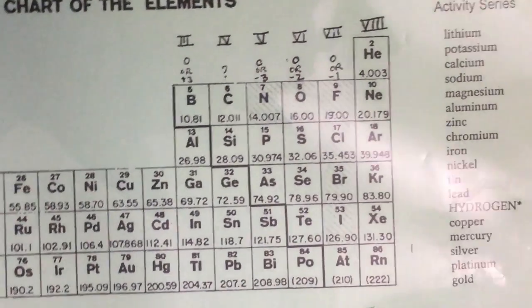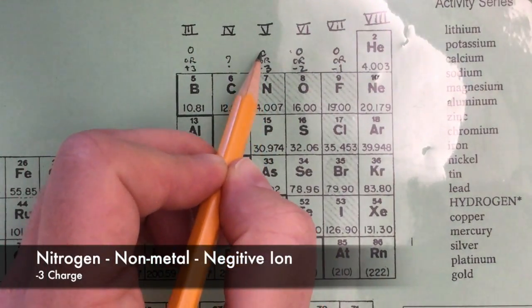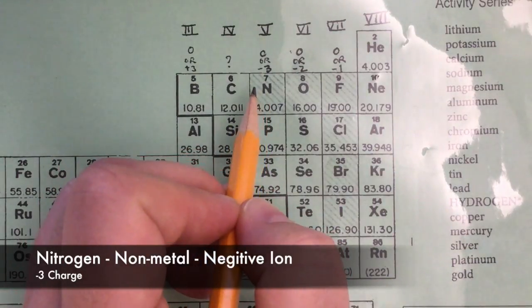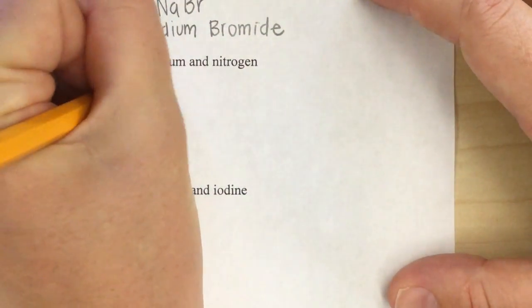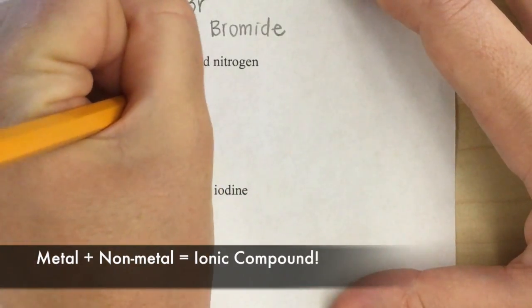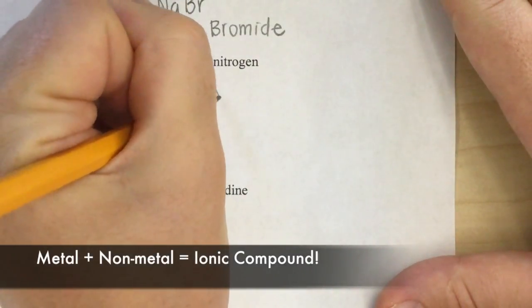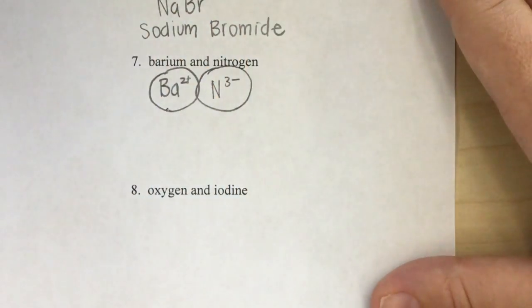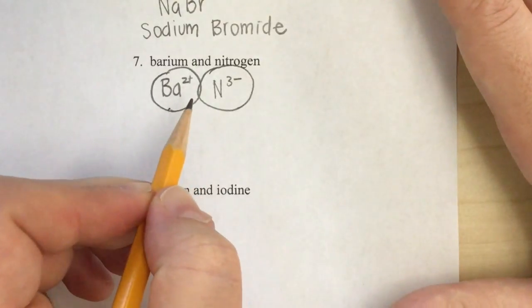And we find nitrogen, which is on the non-metal side of the periodic table. And it has a 0 or a -3 charge. So we can say that barium and nitrogen will form an ionic compound. So we'll write out a barium. I'll just write it out here. And our nitrogen, which has a 3- charge. So these can form an ionic compound.